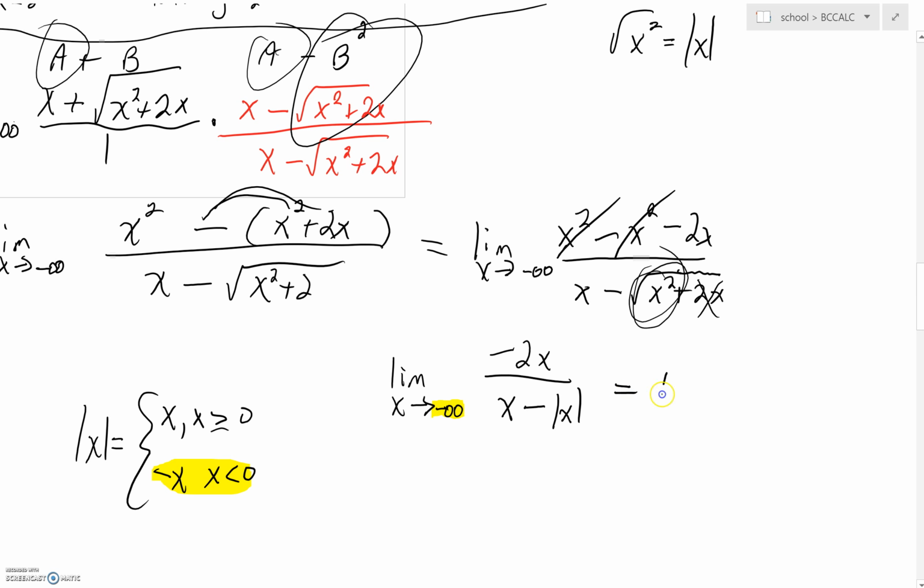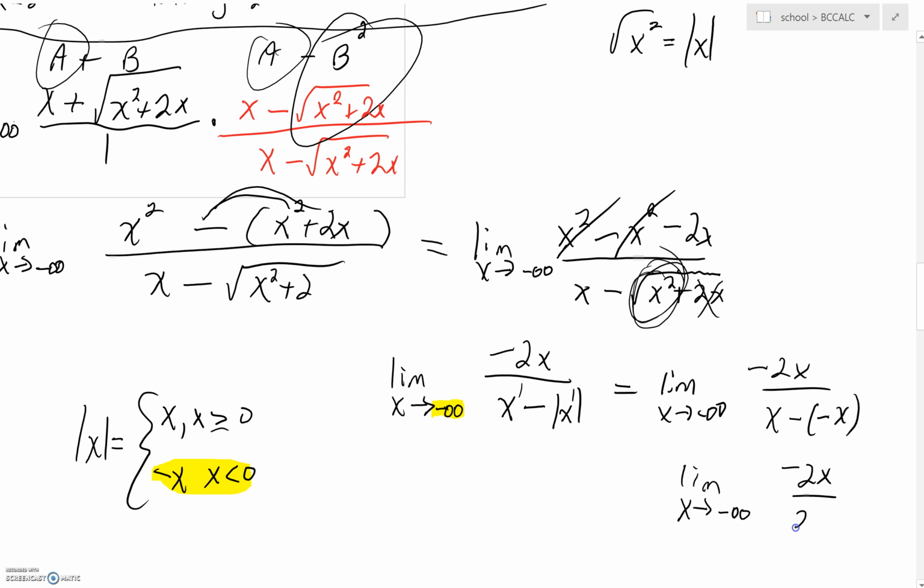So as we continue to clean this up a little bit, you're seeing this radical x squared, the absolute value of x. Both of these terms in the denominator have x to the first, but this absolute value of x is really opposite of x. So it only is going to take another moment to clean this up. We're almost done. We'll have negative 2x all over a 2x down below. That goes to negative 1.